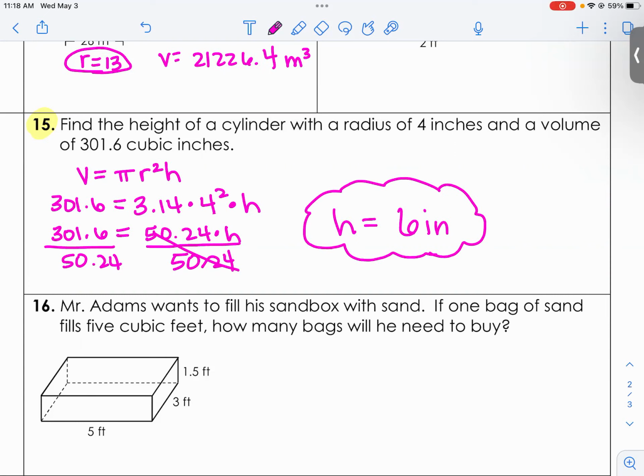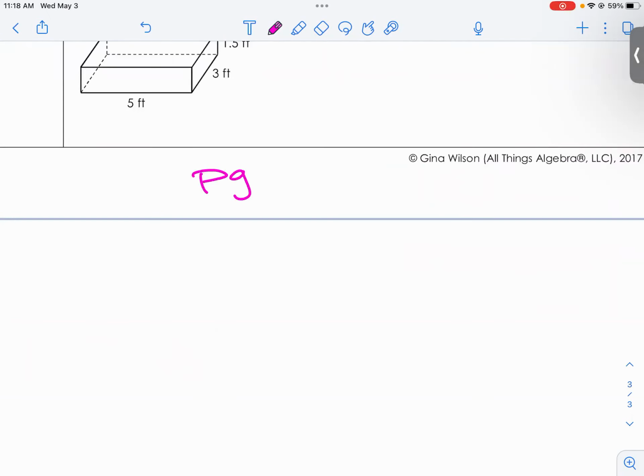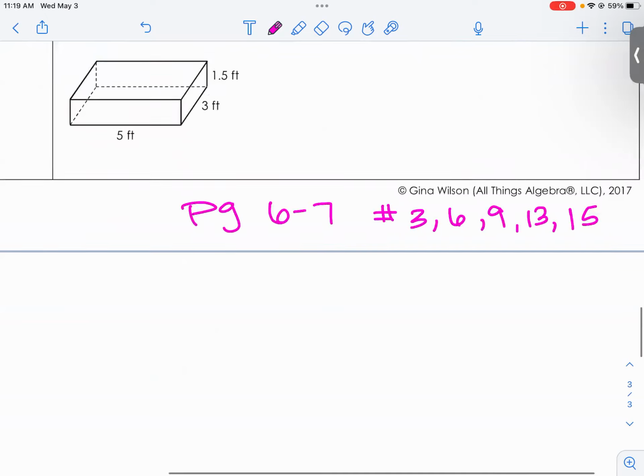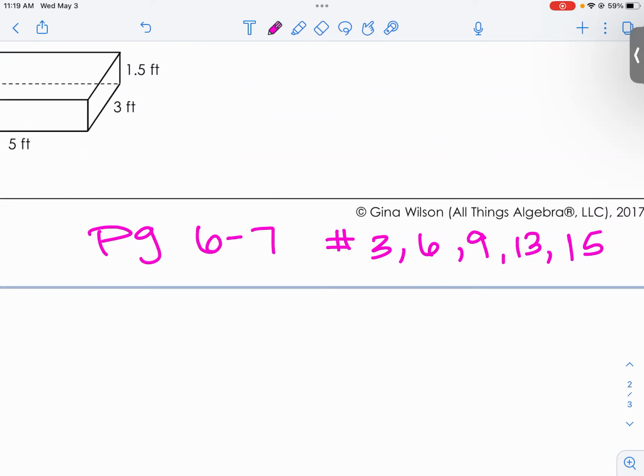If you're on the right problem, you gotta figure that out. Okay, turn the page. So now on page 6 and 7, you are gonna do numbers 3, 6, I crossed them out, 9, 13, and 15. It's up here. Oh, yes, if you open up my cabinet, there should be a new box in there. You gotta open the right side.